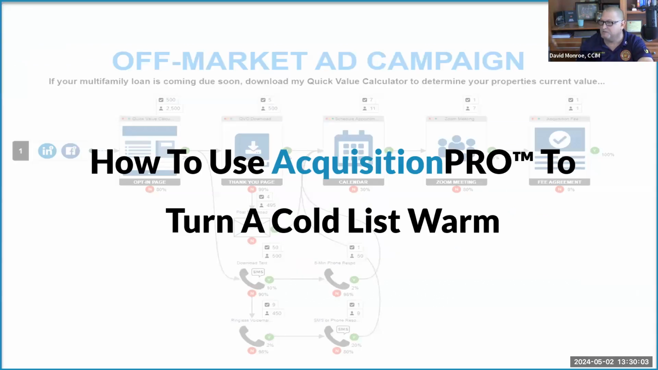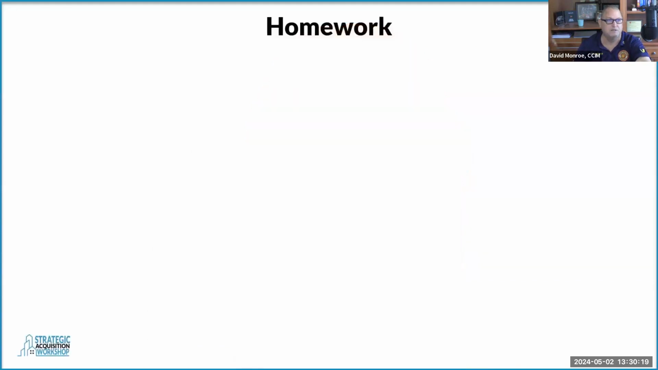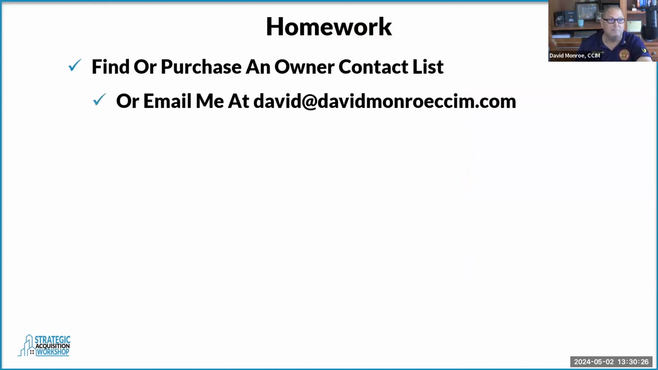Okay, so that is all I really want to cover on cold lists today, on how to find and convert owners that are ready to sell or have an issue, so that you'll be able to receive that opportunity. So, homework. Find or purchase an owner contact list. Got to have that. Or email me and let's have a conversation, because I've got over 200 markets in my database, and we can have a conversation about how you can get access to that list.